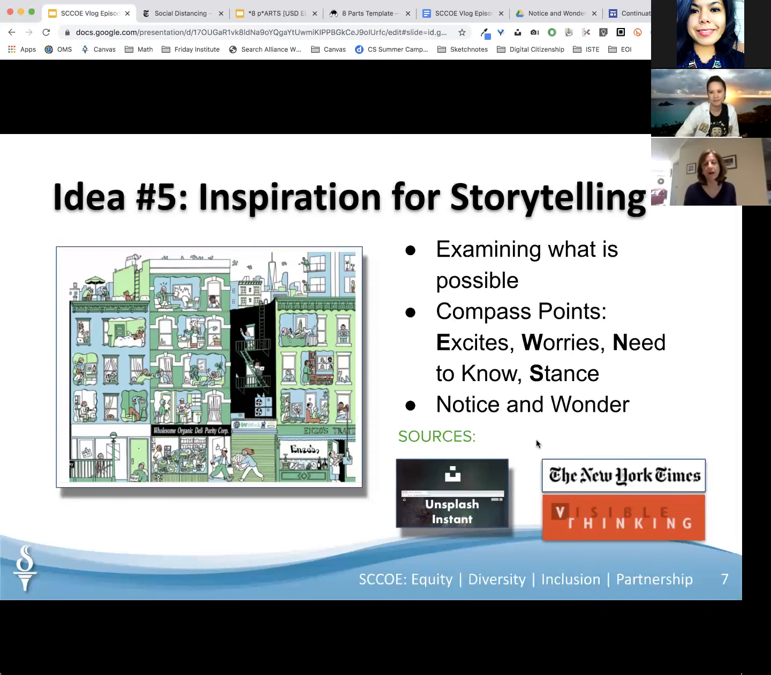Letting kids have that opportunity to share their thoughts, their thinkings around a topic that maybe they're unsure of or need a little support with. So that's the Compass Point strategy. And the other strategy is the Notice and Wonder.